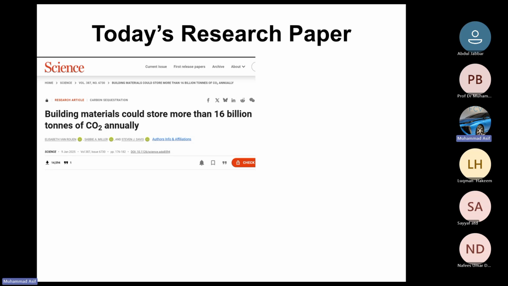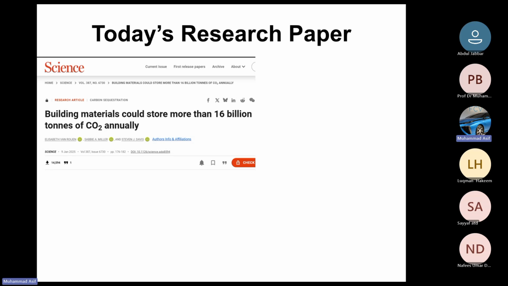From the title, we can see that building materials could store more than 16 billion tons of carbon dioxide annually. And we know nowadays carbon dioxide emissions are around 37 gigatons. Now if they can capture about 16 billion tons, they can capture up to 40 or 45% of CO2 emissions as of 2025. So this is a very promising material.